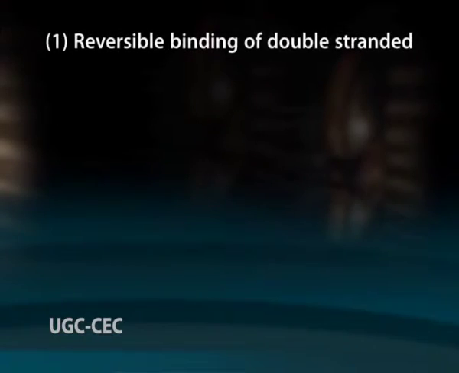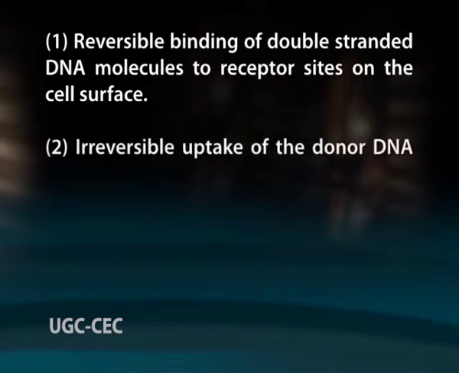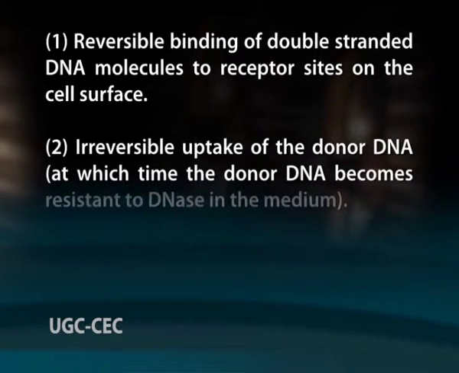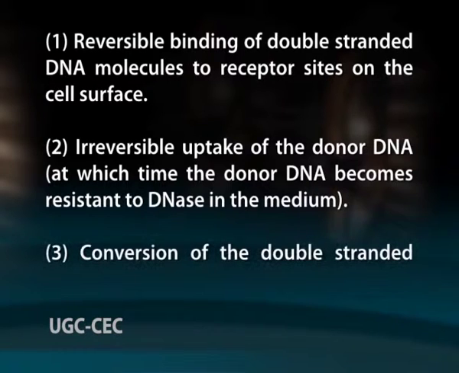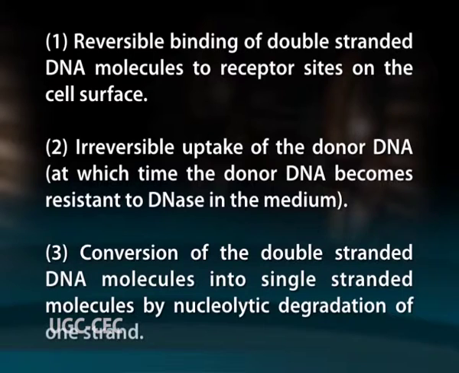1. Reversible binding of double-stranded DNA molecules to receptor sites on the cell surface. 2. Irreversible uptake of the donor DNA, at which time the donor DNA becomes resistant to DNase in the medium. 3. Conversion of the double-stranded DNA molecules into single-stranded molecules by nucleolytic degradation of one strand.